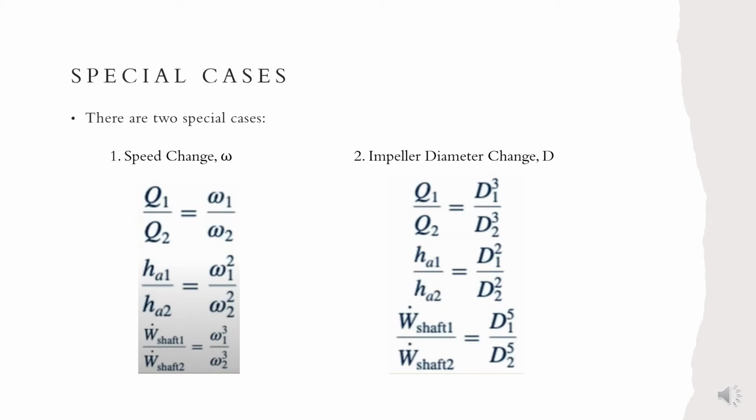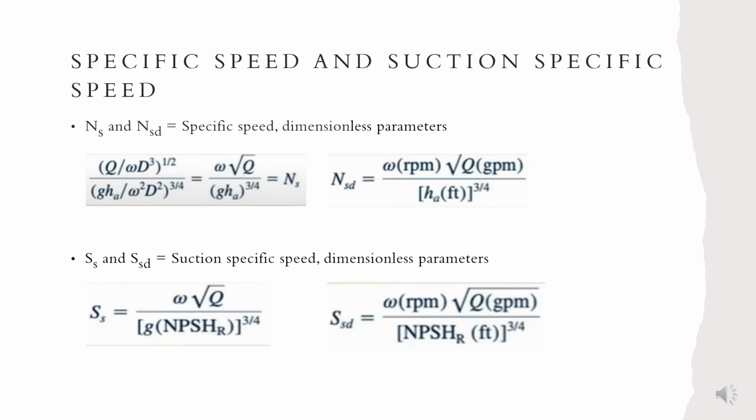The second case is when the impeller diameter changes. Here we can see that for a pump operating at a certain speed and same flow coefficient, the flow varies as the diameter cubed, the head varies as the diameter squared, and the power varies as the diameter raised to the 5th power. Next, specific speed and suction specific speed.